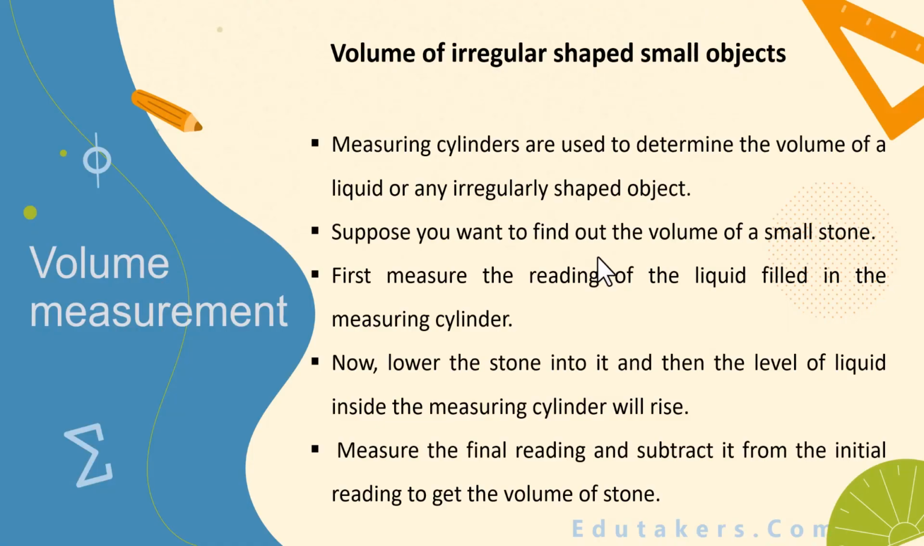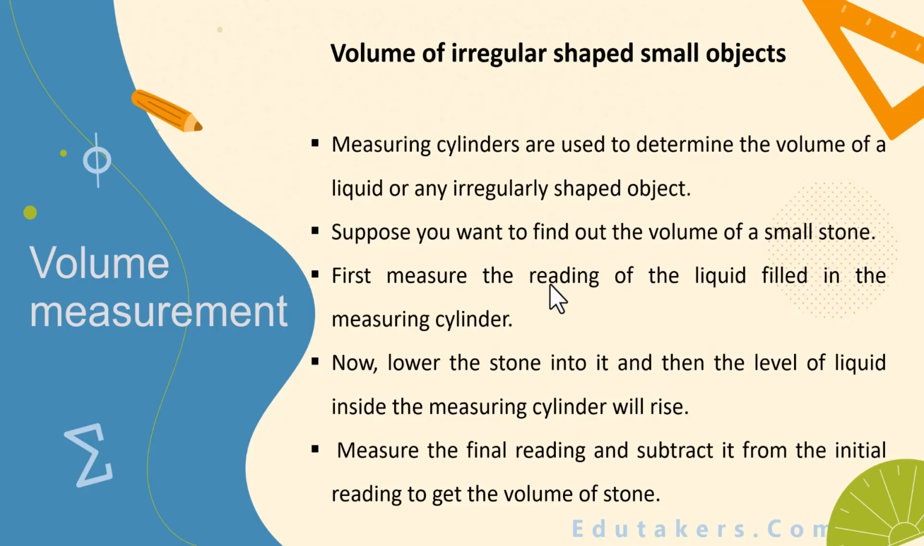Volume of an irregular shaped small object. Secondly, you need to find out the volume of an object which is not regular, any irregular object, such as, suppose, a small stone. Then how can you find out the volume of that object? For that purpose, we use the measuring cylinder. Measuring cylinders are basically used to determine the volume of any liquid or irregular shaped object. So suppose you want to find out the volume of any irregular shaped object, just like the small stone. Then how can you find out the volume?